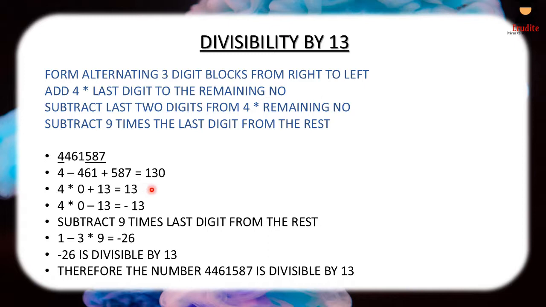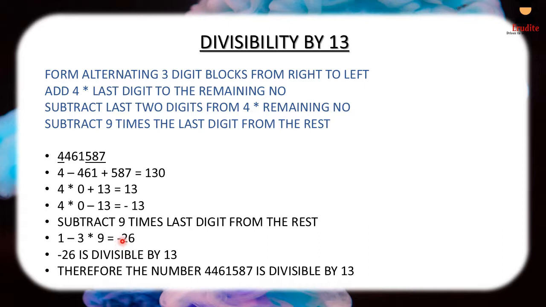So I'll take the remaining number as 0 and my last 2 digits are 13. So I'll subtract 4 into 0 minus 13, which gives me minus 13. After that I need to subtract 9 times the last digit from the rest. My last digit over here is 3. So 3 into 9 is 27. So I need to subtract 27 from 1. Don't consider the negative sign. So 1 minus 27 comes out to be minus 26. My minus 26 is divisible by 13. So I can say that my entire number is divisible by 13.